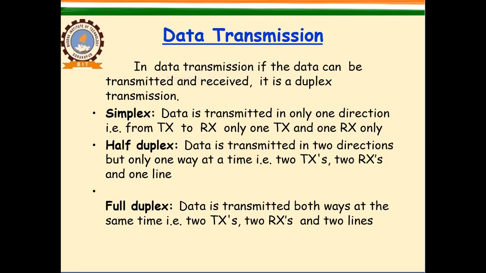Whereas in a full duplex system, both ways data transmission is possible. Means two transmitters, two receivers, and two lines are used. So data transmission and receiving is possible in both directions at the same time. So this is the full duplex system.